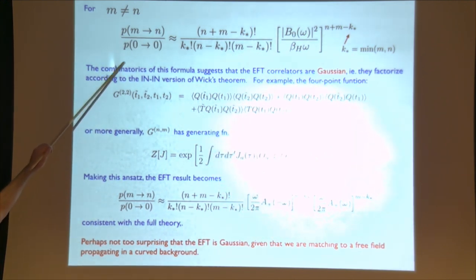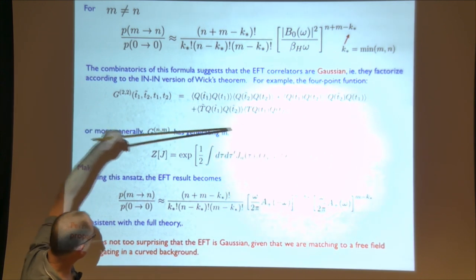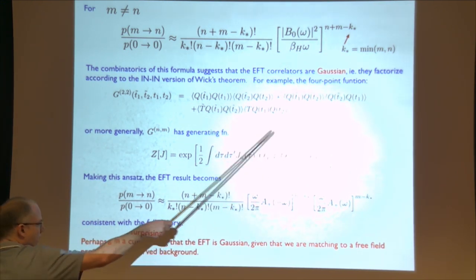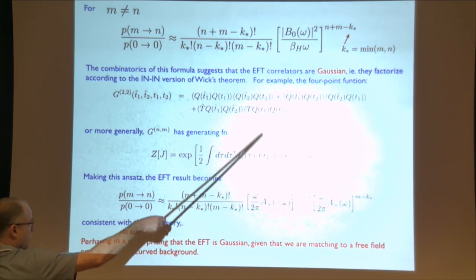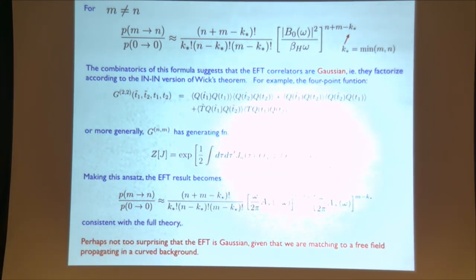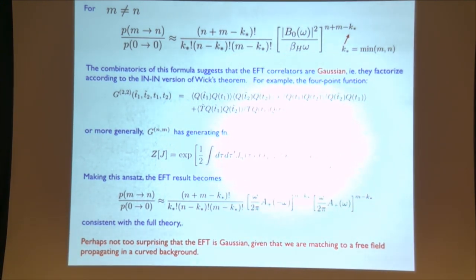Here's the full theory. And the combinatorics of the answer strongly suggests that the multi-point correlators are actually Gaussian in the Schwinger-Keldysh sense, meaning that they obey some sort of Wick's theorem, where the contractions in Wick's theorem are the matrix of Schwinger-Keldysh two-point functions. So not just time-ordered, not just the Feynman one, but also the Wightman and the Dyson functions. And if we make that ansatz, the effective theory result looks like this, the same sort of combinatorics, also related to the same single particle probabilities. And so that, to us, is an indication that these correlators are Gaussian in some sense.